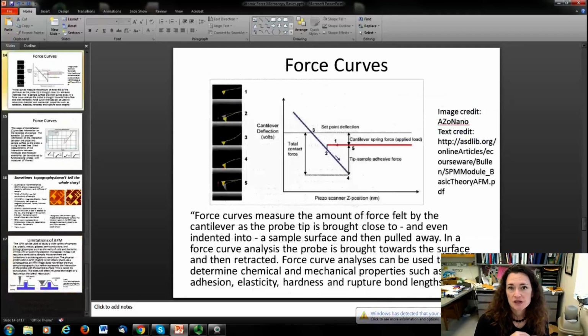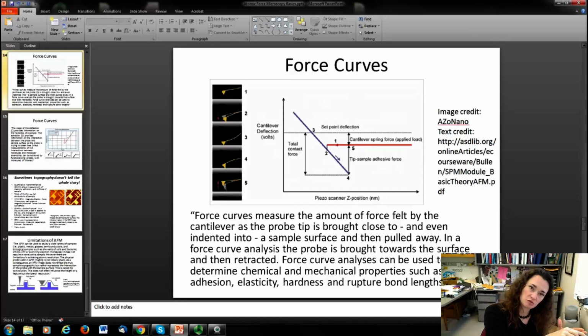Another thing people typically like to do with atomic force microscopy is to take force curves. Okay, so what you do in a force curve is you measure the amount of force felt by the cantilever as you bring your probe tip into the surface and then push into the surface to some specified force, and then you begin to pull out of the surface and release. So you're going in and out.